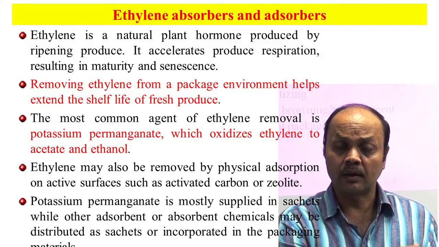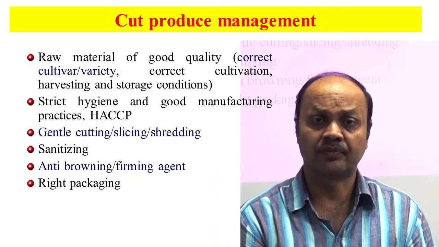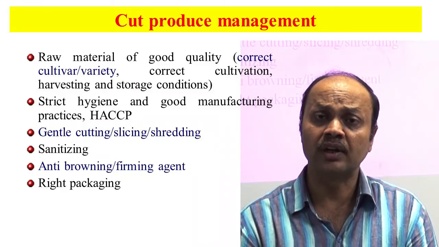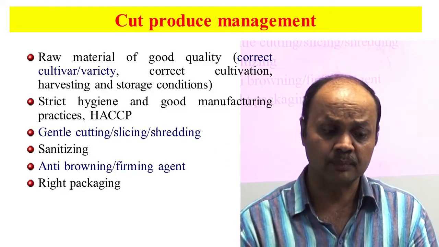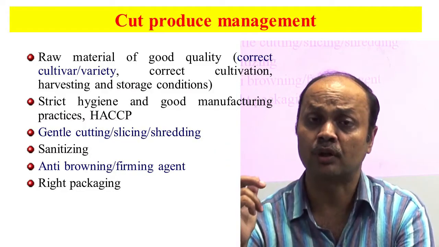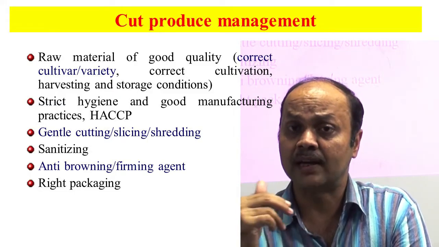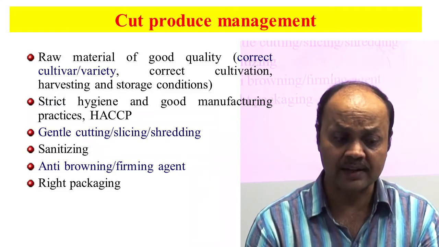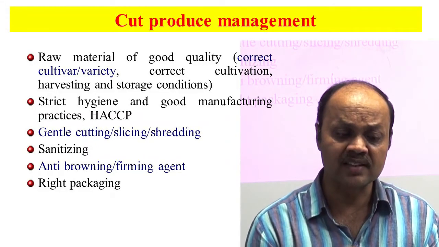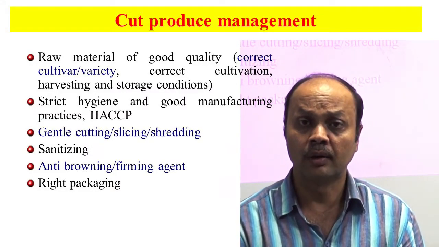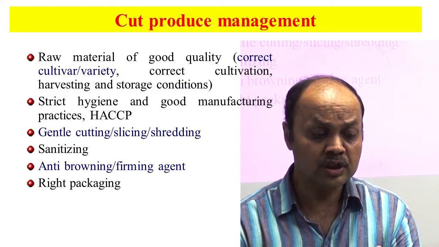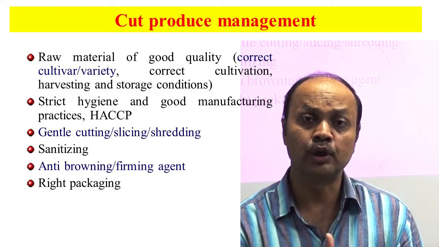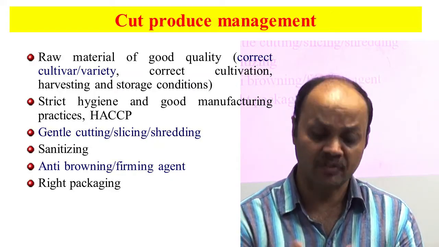So till now we have discussed fresh produce management. In cut produce, there are one or two different steps. In cut produce also you have to think about your variety, because variety plays a very important role. Apart from the variety, you can go for cutting, slicing, or shredding depending on your food requirement, and you use anti-browning and foaming agents, because browning occurs after harvesting.